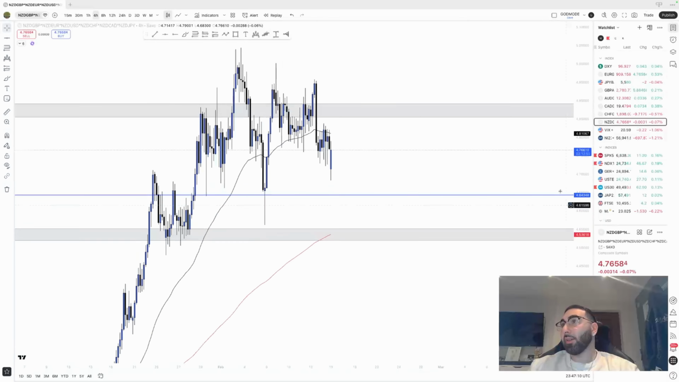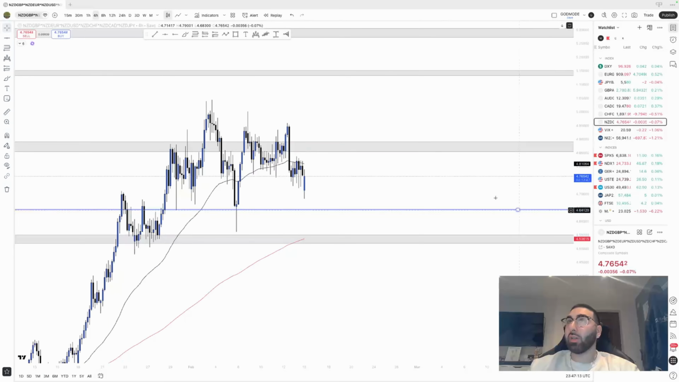If we wanted to be quite conservative with what we're looking to take, a break above this high here, EMA wrapping round to take it long. That would obviously give us the best probability of longs playing out with the New Zealand dollar.